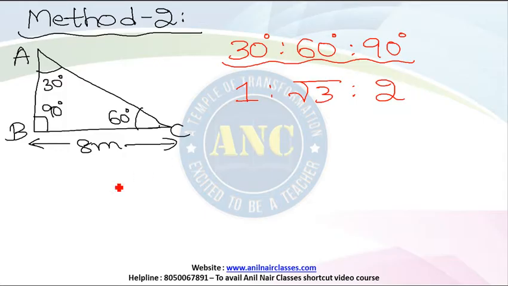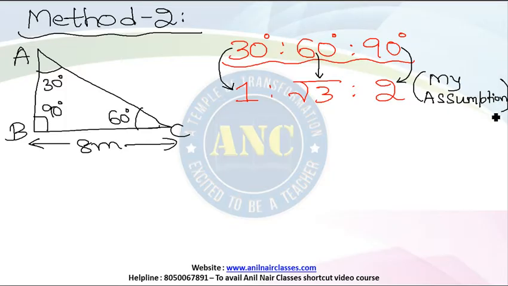That means the meaning of this is opposite to 30 degrees angle side should be 1 unit. Opposite to 60 degrees side should be root 3 units. Opposite to 90 degrees side should be 2 units. These are according to my assumption. But you cannot solve the question according to whatever you like to assume, beta. You should convert it according to what is being asked. That means, can I say that according to my assumption, opposite to 30 is 1 unit. According to question, opposite to 30 is how many units? 8 units. 1 is becoming 8.